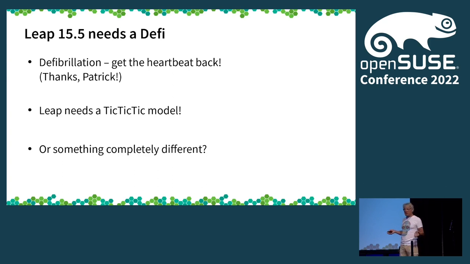We need either a tick-tock model, so coming back to the model that we had before, that we ship more of the applications from Tumbleweed, or maybe with a separate application layer on top of it where we add these packages, or we need something completely different. And with this, I hand over to Gizi.